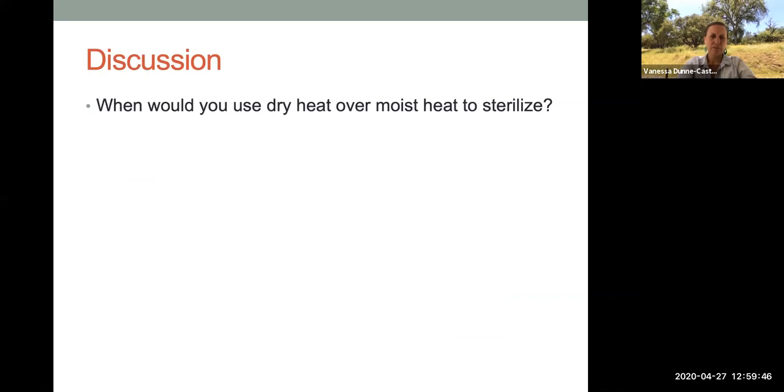So the question here, when would you use dry heat over moist heat to sterilize? The answer is simply thinking about the difference in those two environments, dry versus moist, right? One is dry and one is moist. So if you are dealing with a moisture sensitive item, then you may want to do a dry heat over moist heat, right? Something like wood or a material that could actually be damaged with steam, especially steam under pressure, then you would want to use dry heat instead of moist heat.